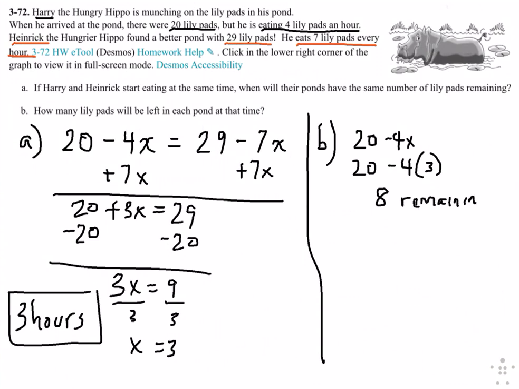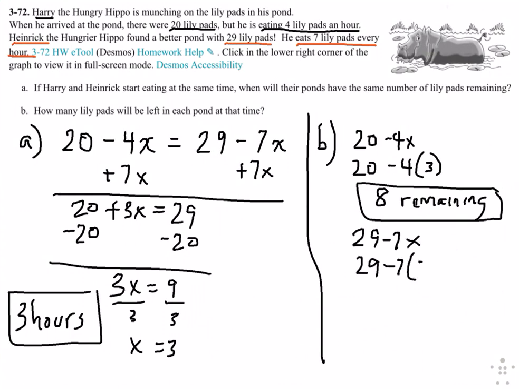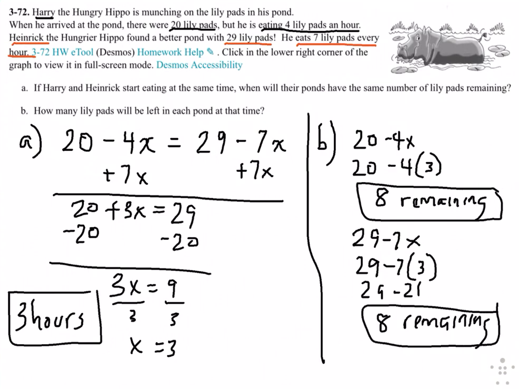And we don't need to check Heinrich's because we know it's equal, but let's just double check ourselves, right? So we have 29, right, minus 7x, and 29 minus 7 times 3 hours, right, is 21, and there's 8 remaining. So each of the ponds has 8 remaining lily pads.